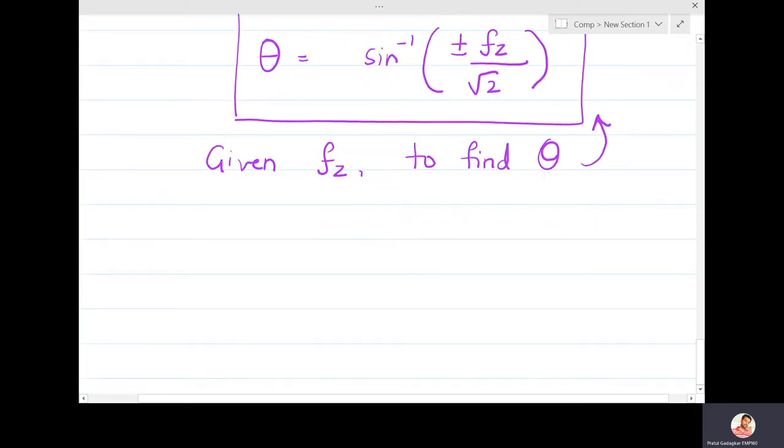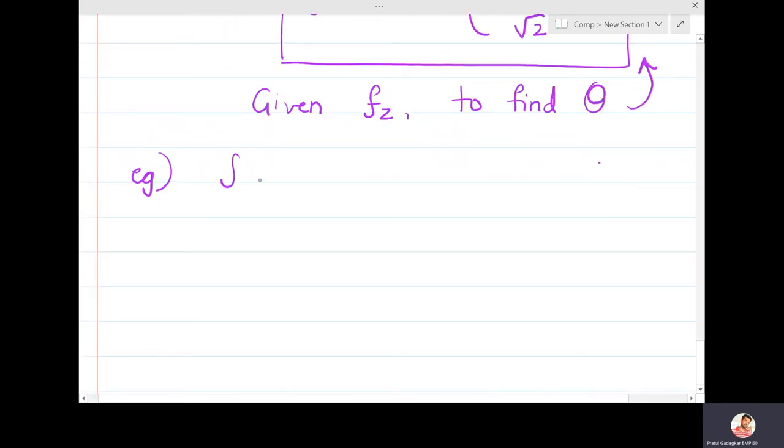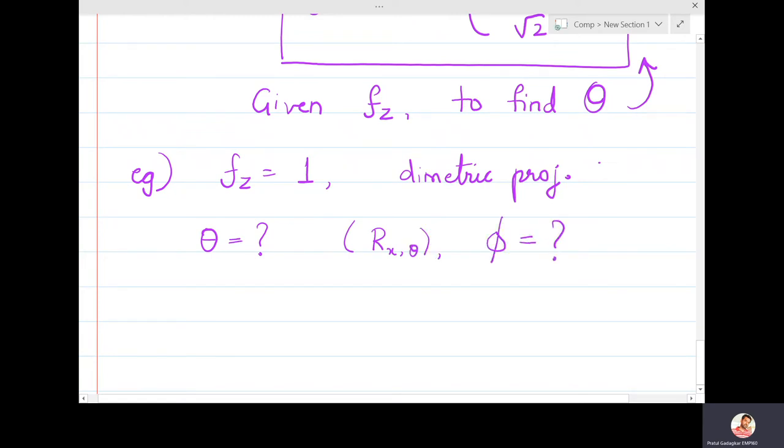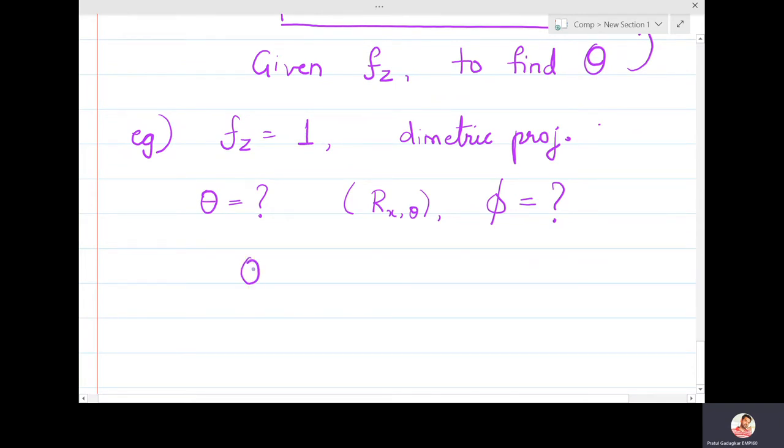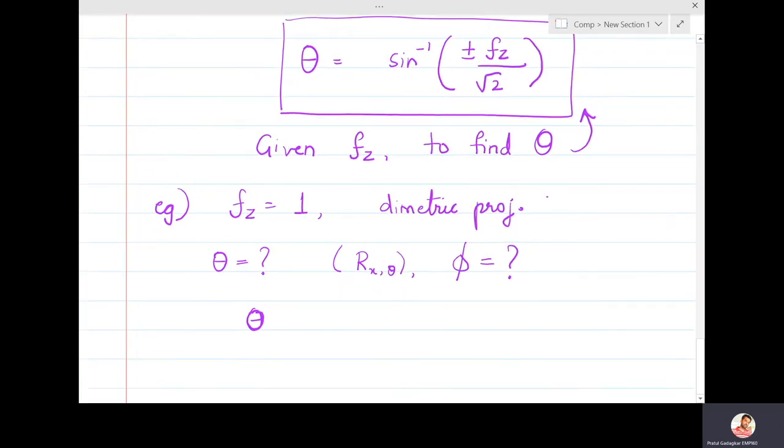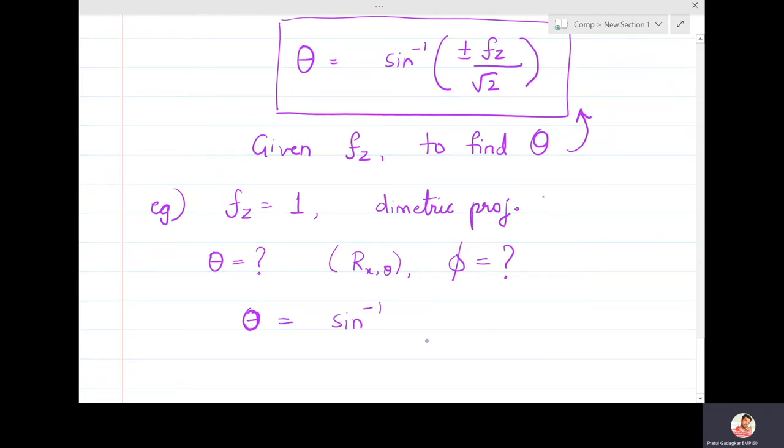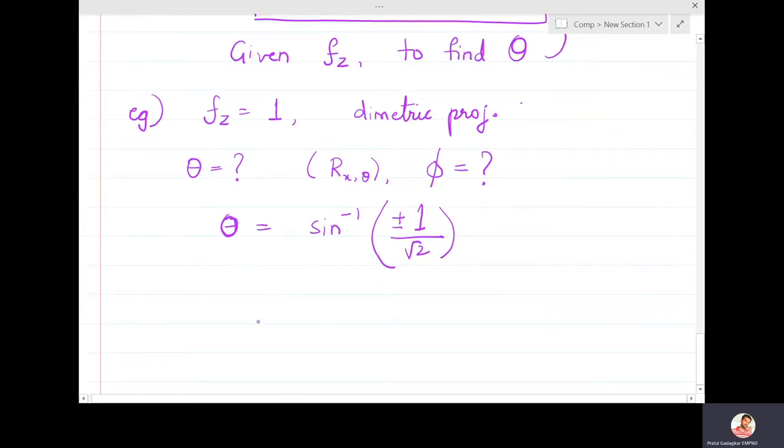Let me take one simple example. Suppose I give you the foreshortening factor fz equal to 1, and it is a dimetric projection. Then what will be the value of theta? Theta is the rotation of an object about the x-axis. Not only that, you can now also find phi. Theta is sine inverse of plus minus 1 upon root 2, which means theta has to be plus minus pi by 4.